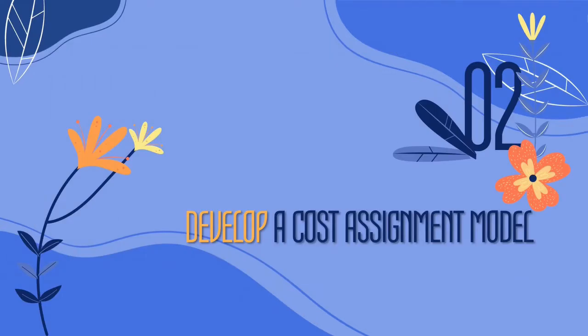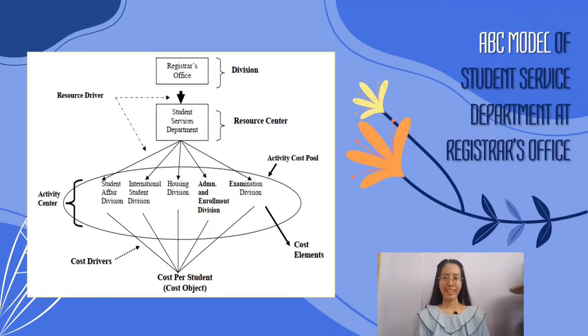The next stage is developing a cost assignment model for the institution using the ABC system. The department's organizational chart is a good starting point to convert to the ABC model. Here is the ABC model for the Student Service Department at the Registrar's Office.